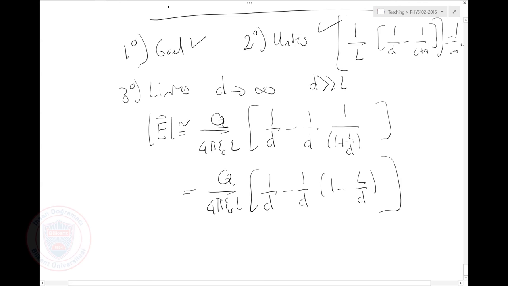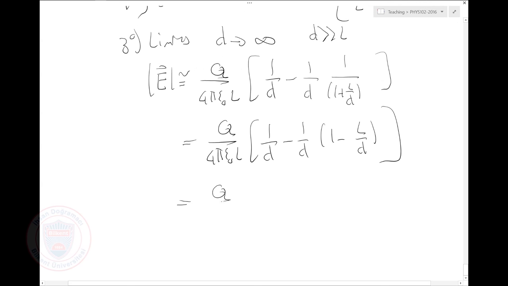So what do I get? Q over 4 pi epsilon 0 D square for large D, which is like a point charge. So which is what I expected in the first place.